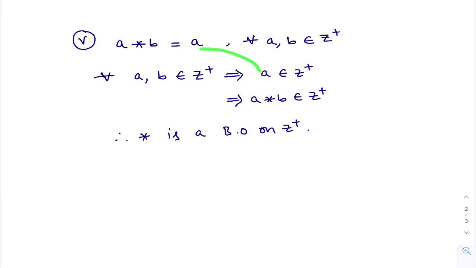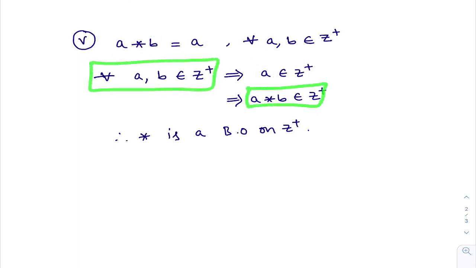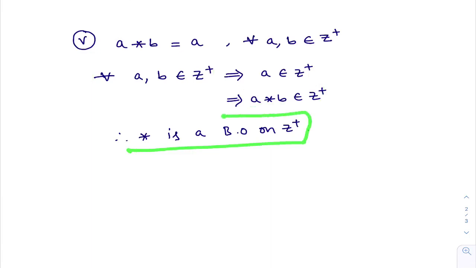As per what they have given, a is nothing but a star b. So a star b belongs to Z plus. So for any a comma b belongs to Z plus, a star b belongs to Z plus. Therefore star is a binary operation on Z plus. I hope you understand this.